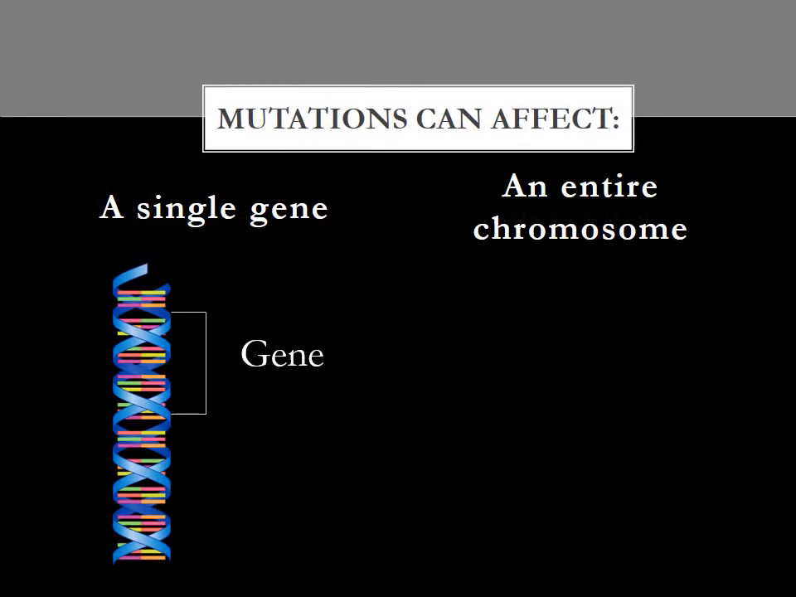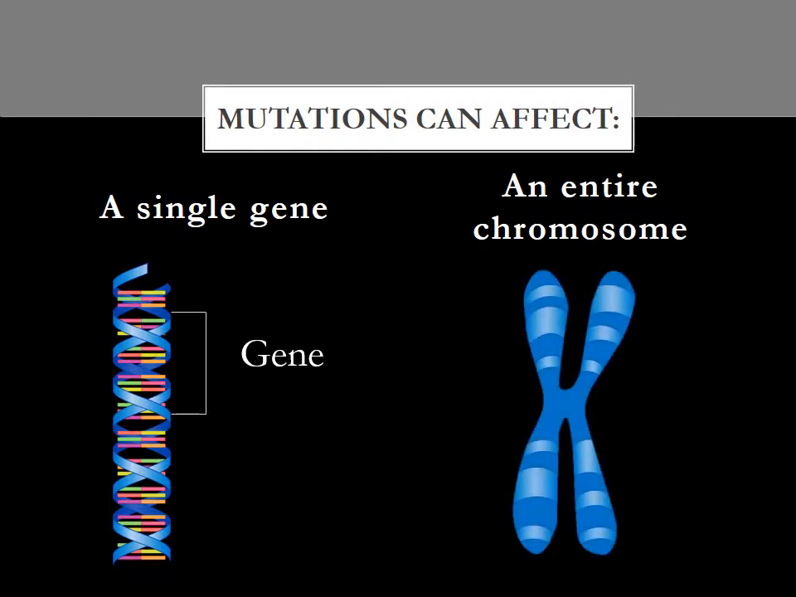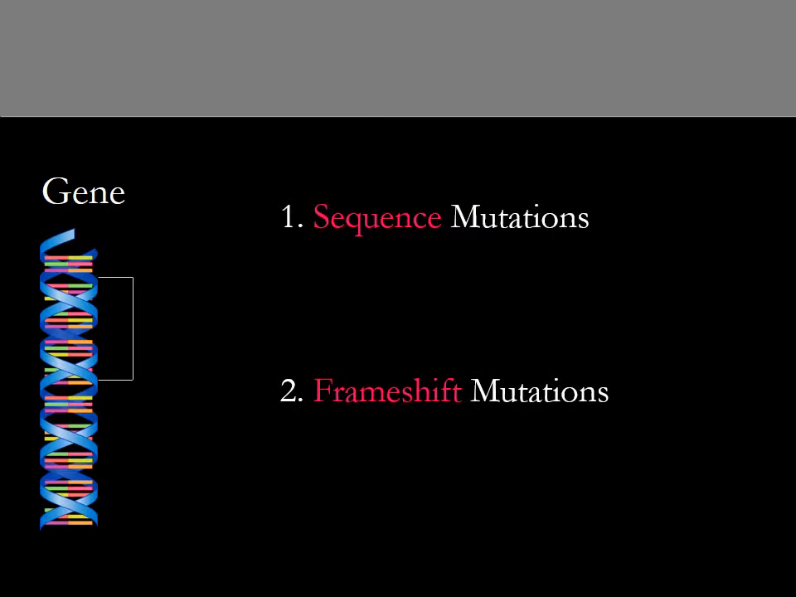Mutations can affect a single gene or an entire chromosome. We'll talk about 2 kinds of mutations that can affect a single gene and 4 kinds of mutations that can affect entire chromosomes. The 2 that affect single genes are sequence mutations and frame shift mutations.